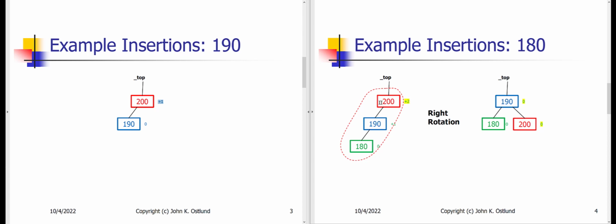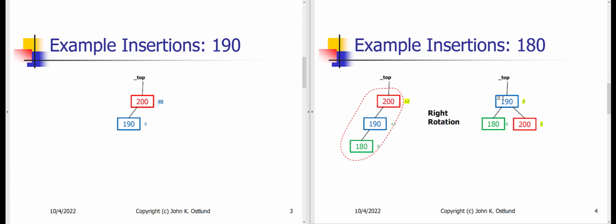At this point, 200's balance factor is no longer valid. Remember that the balance factors have to be either -1, 0, or +1. Because we found a +2, that means we have to do a right rotation on the grandparent of 180 here to eliminate that lopsidedness. All right, and so we do that. We bring the 200 down below the right of the 190.